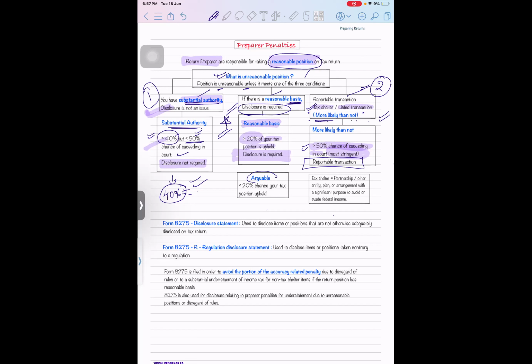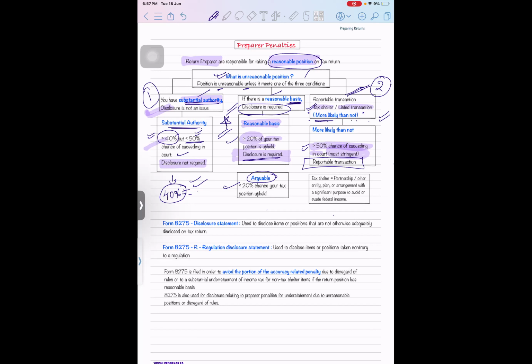Okay, and arguable means there is less than a 50% chance that your position will be upheld. If there is more than a 20% chance, then the disclosure is required. The question will be asked based on whether the disclosure is required or not. So if you have substantial authority, then the disclosure is required. If you are going to report the transactions, it should be reported, not only disclosed, on the income tax return as an income or as an expense. Let's say it should first be included as an income and then excluded as an expense. This is what is called a reportable transaction.